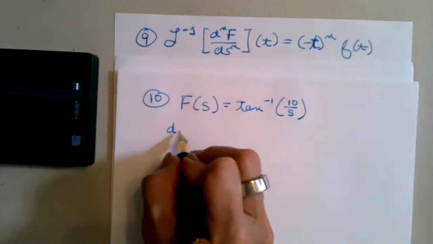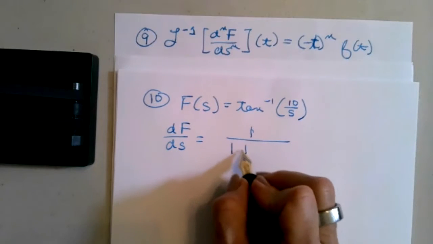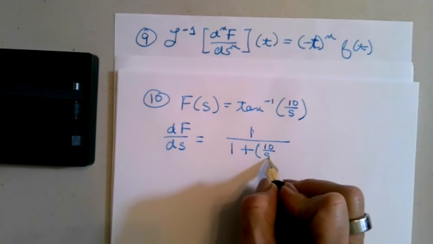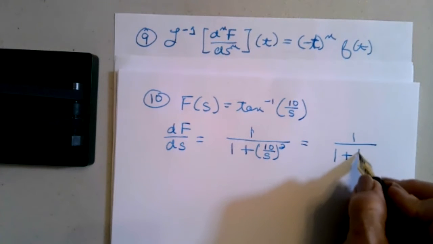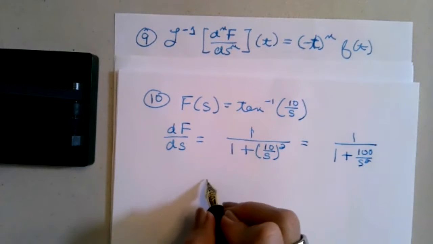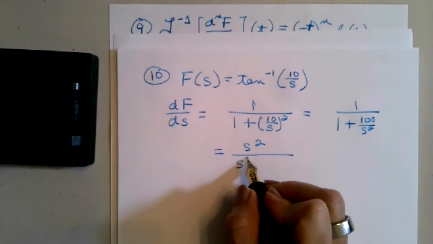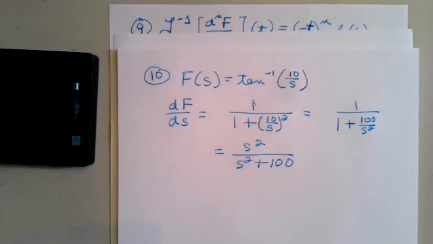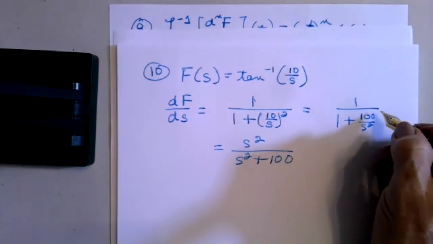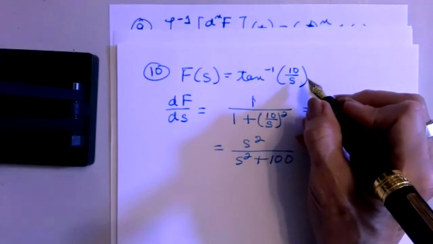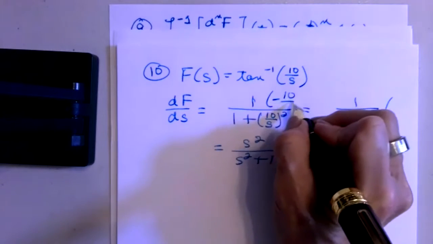So when you differentiate this, you get 1 over 1 plus 10 over s quantity squared. Okay, so that is 1 over 1 plus 100 over s squared. So that is s squared over s squared plus 100. Can we also take the derivative of the inside? Oh yes, I have to multiply by that. Thank you. So this has to be times, that's 10s to the minus 1. Thank you. I forgot the chain rule. So this is minus 10s to the minus 2.